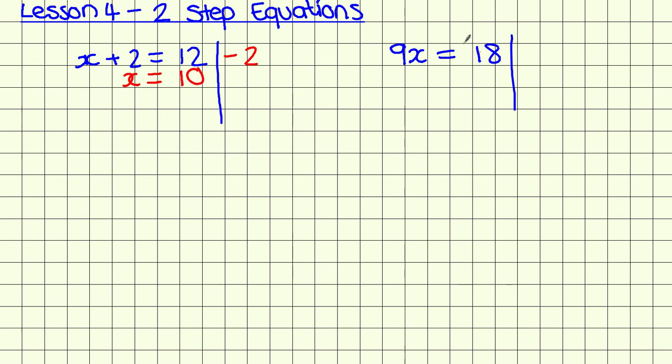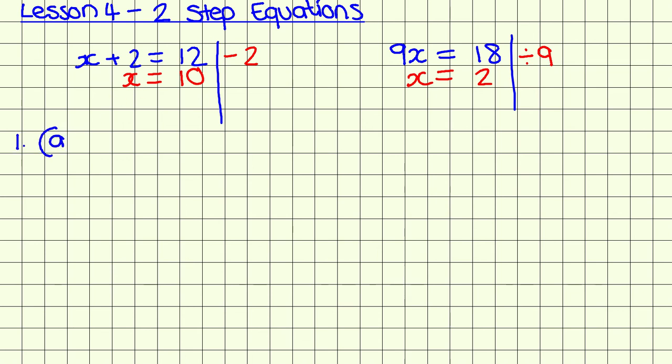Okay. Whereas on this side, again, you want x by itself, so you want to do the opposite. So to get rid of this 9, you need to divide by it. So that leaves you with x equals, and 18 divided by 9 is just 2. So what we're going to do today is combine both of these together.